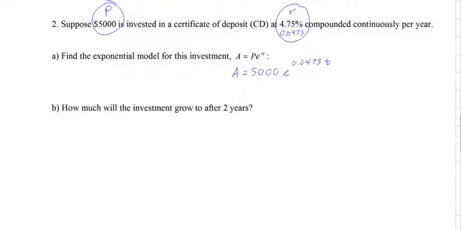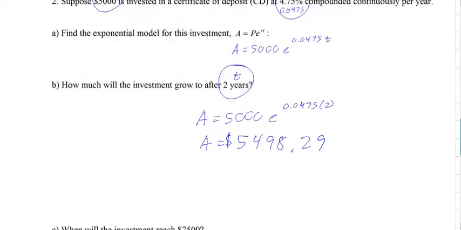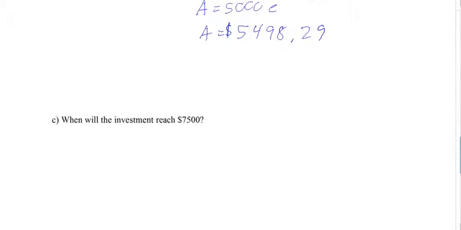Okay, so we're given time here, so just like before, we plug it into our calculator. Let me correct that, 475. And that gives us an amount of $5,498.29. So if we invest $5,000 in a 4.75% compounded continuously account, after 2 years, we'll have $5,498.29. A $498.29 profit.